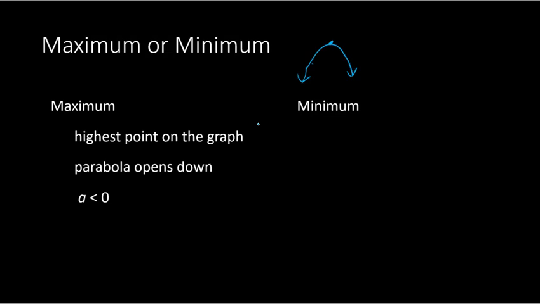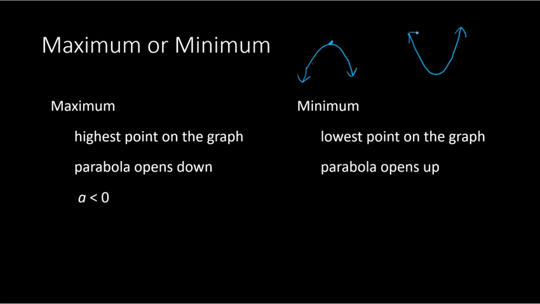And then if it's a minimum point, that means it's going to be the lowest point on the graph. So if it's opening up like this, then the vertex would be the minimum point. And to open upwards like that, a is going to have to be positive. A must be bigger than 0.